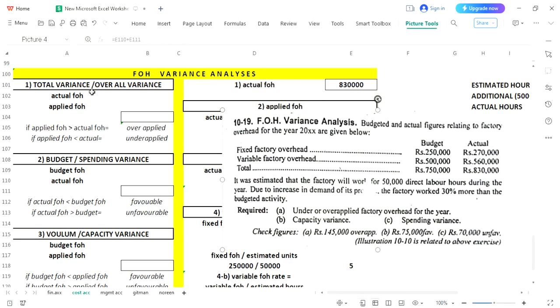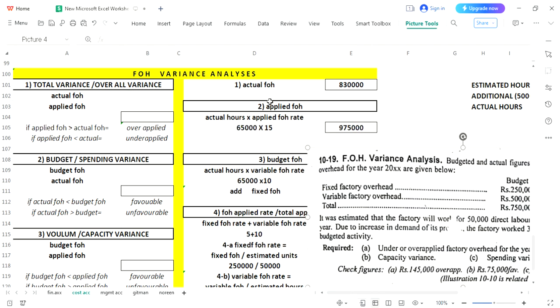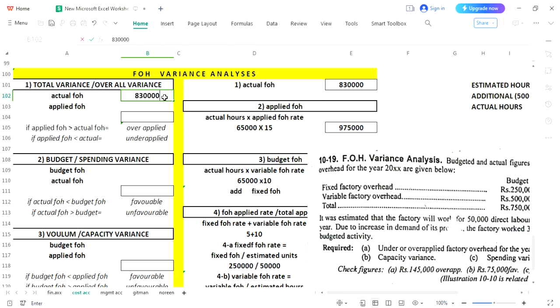And here the very first thing which we calculate is total variance. For that we need actual FOH, and here you can see your actual FOH is written at first. It is 8,30,000. So put 8,30,000 over here, and then you need to put applied FOH. Second statement, supporting statement, we have calculated applied FOH 9,75,000.